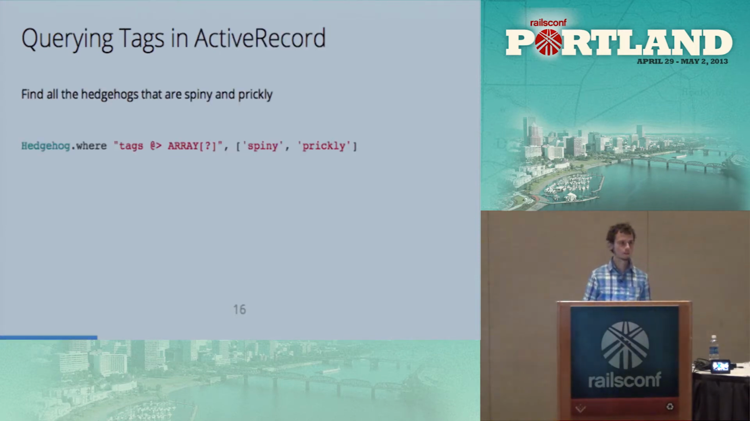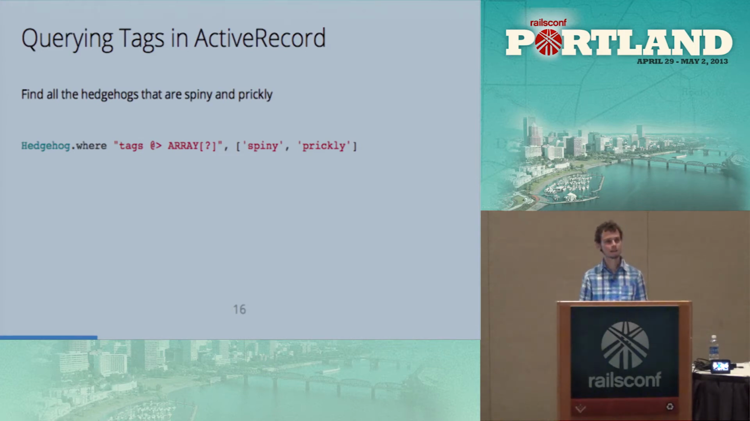Now, how are you going to use this in ActiveRecord? Well, it's pretty simple. You can just drop this in as a normal condition. So we can just say, get me all the hedgehogs where the tags contain the array, and then ActiveRecord is going to interpolate in spiny and prickly into the question mark.